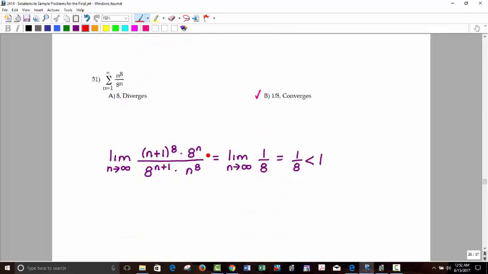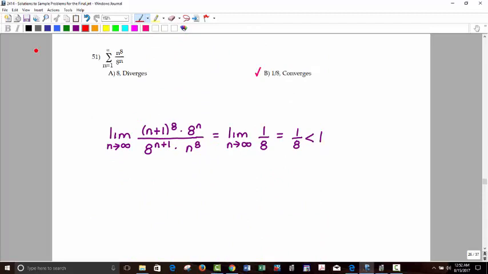Let's look at 51. Another ratio test. So you replace n with n plus 1, so you have n plus 1 to the 8 over 8 to the n plus 1. Divide by the original series, so you multiply by the reciprocal. So it's times 8 to the n over n to the 8. This reduces and leaves an 8 on bottom.